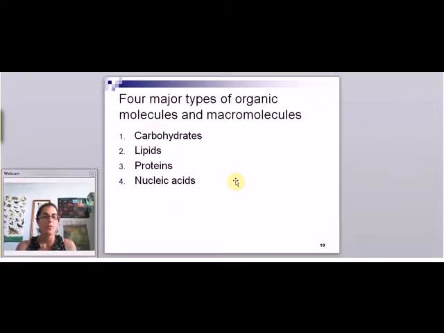So the majority of this chapter focuses on 4 classes of macromolecules. We have carbohydrates, lipids, proteins, and nucleic acids. Over the course of this chapter, we're going to go over each one of these groups individually and in detail.